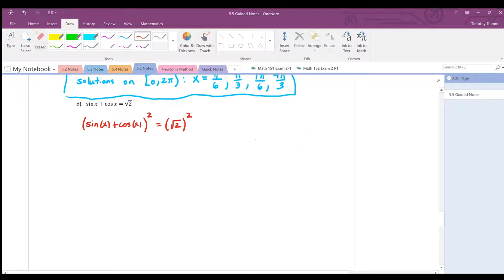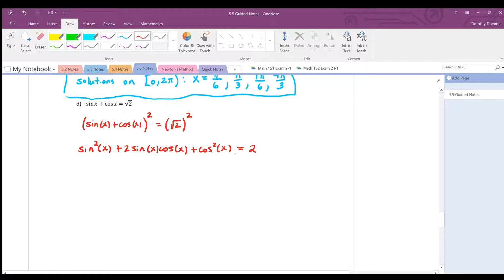That's what we're looking to weed out here, our extraneous solutions. So if we go ahead and square this, we get sine squared of x plus 2 sine of x cosine of x plus cosine squared of x. We're just foiling here: sine of x plus cosine of x multiplied by sine of x plus cosine of x. And this is all equal to the square root of 2 squared, which is 2.